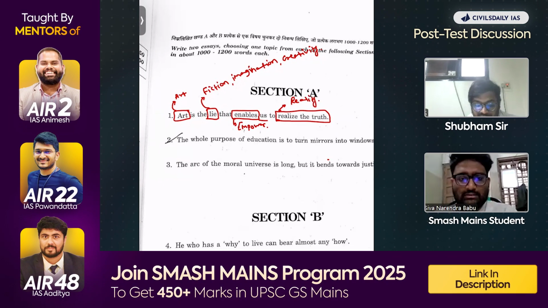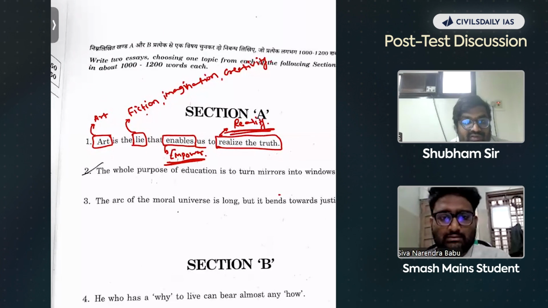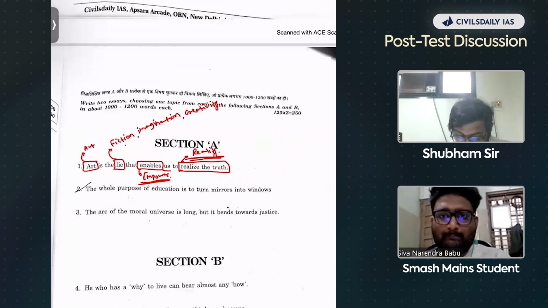Now you understood the meaning. Art is a fiction or imagination which empowers us or helps us to realize, to understand the reality. That means though it is fiction, though art itself is not real, it shows us the reality, right?